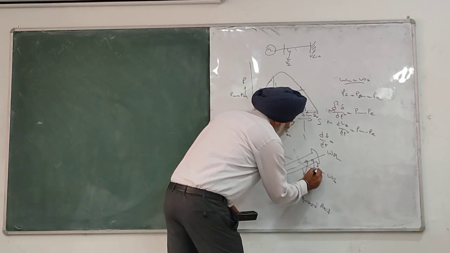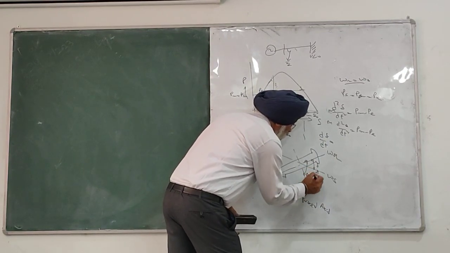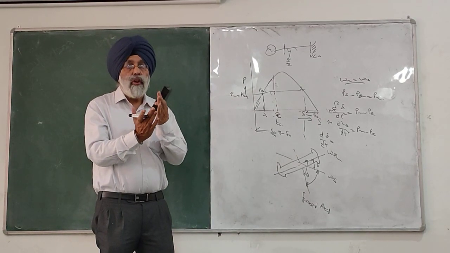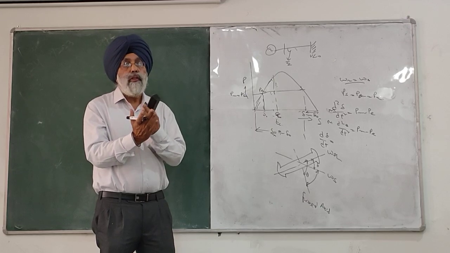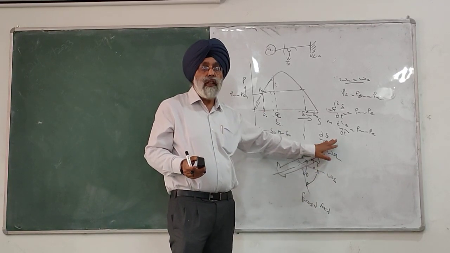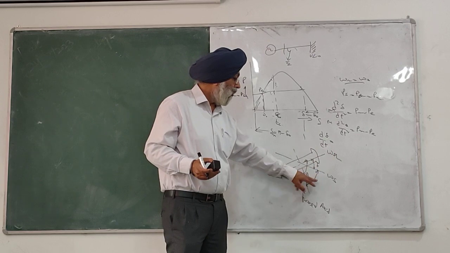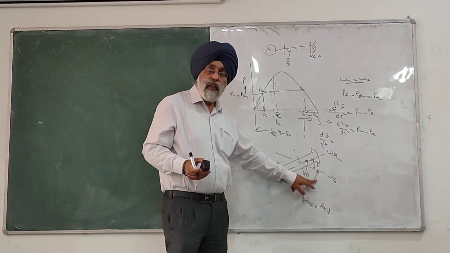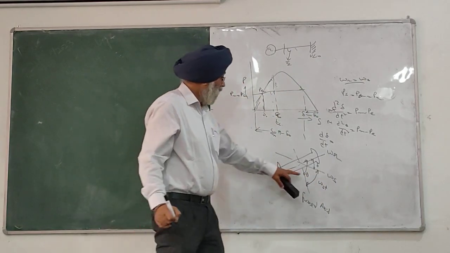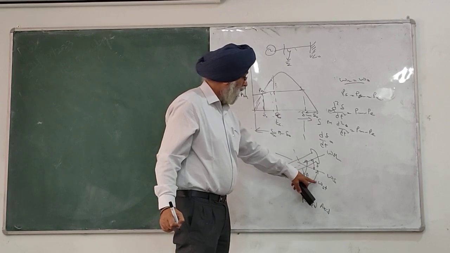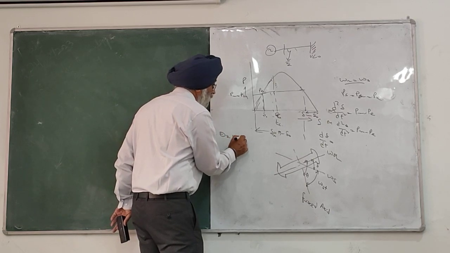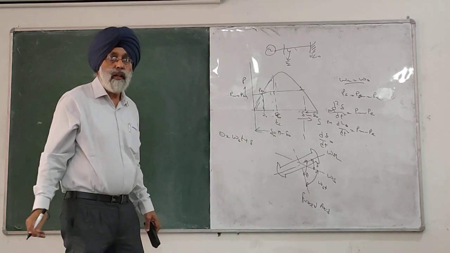So the distance covered by this synchronously rotating frame in a certain time we can calculate, which is equal to velocity into time. It is revolving at a uniform velocity. So velocity into time will give this angle. This angle is equal to omega s into t. So from this we have theta is equal to omega s t plus delta.